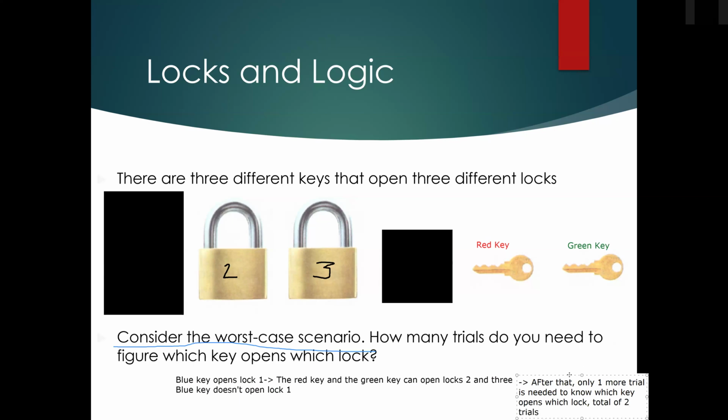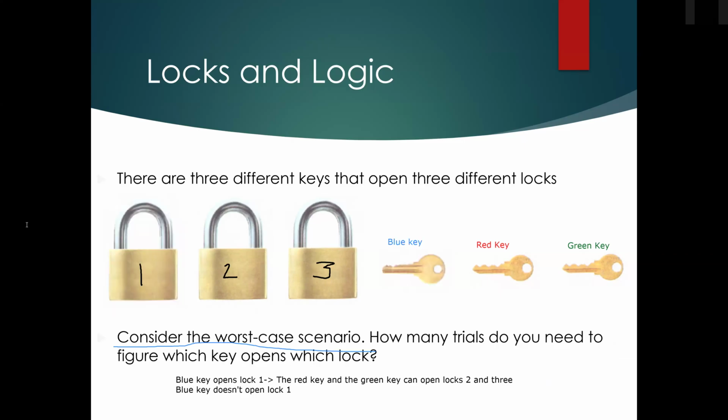However, the question tells us to consider the worst possible scenario, right? So let's assume that the blue key doesn't open lock 1. What happens then? From that trial, the ramification is that we know the blue key can either open 2 or 3. So we can do one more trial then, right?